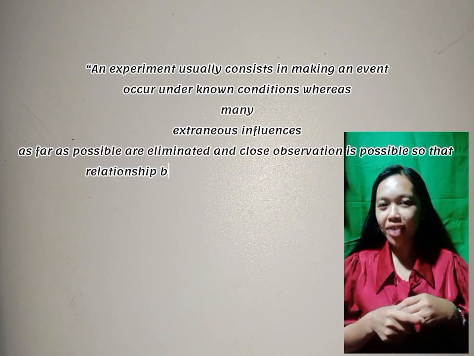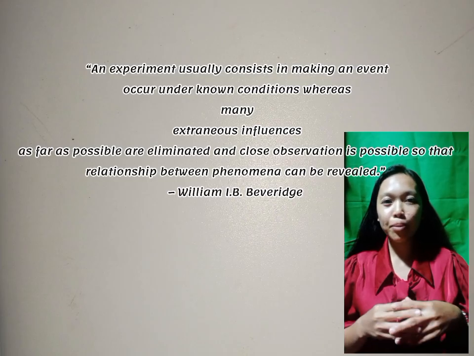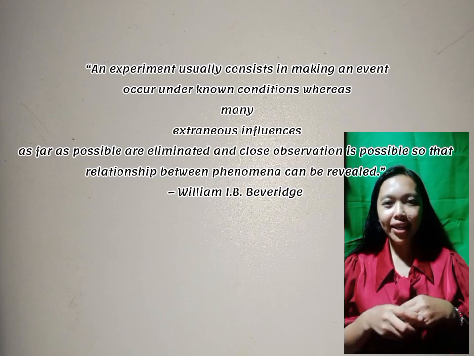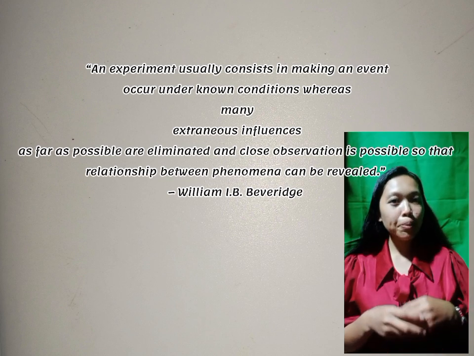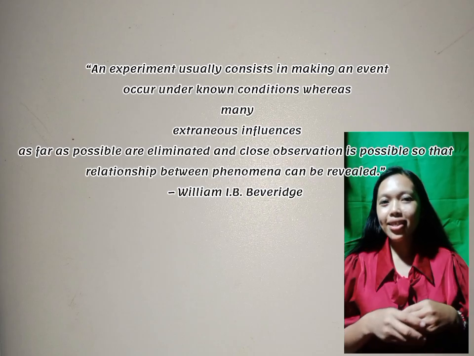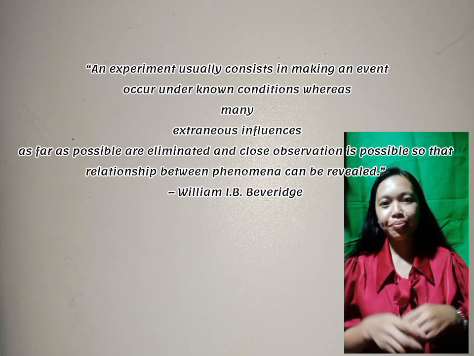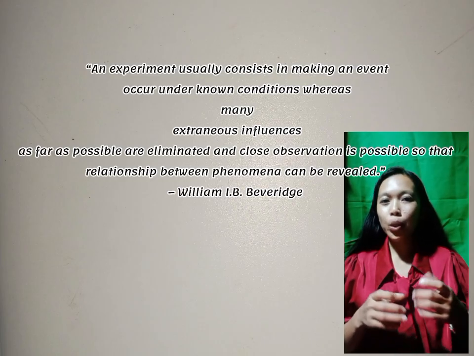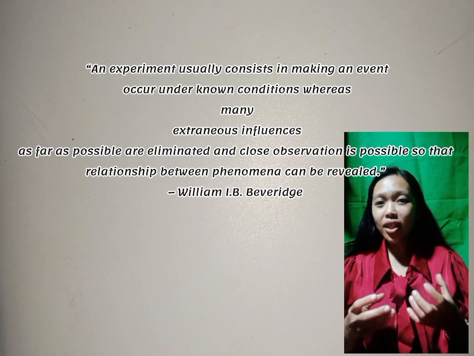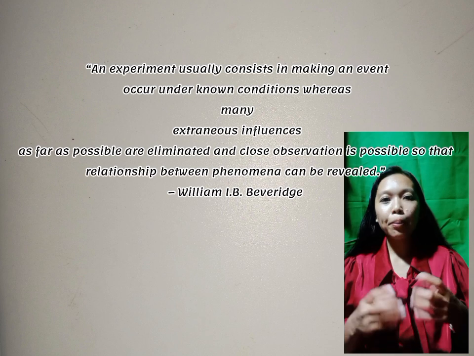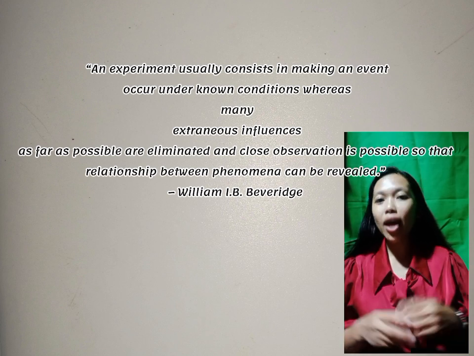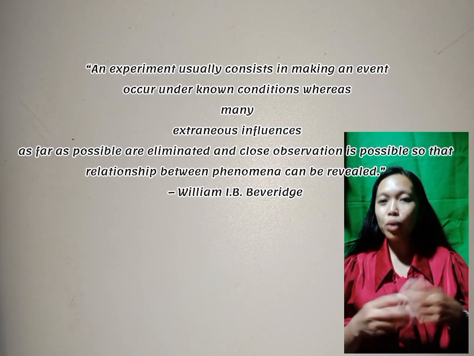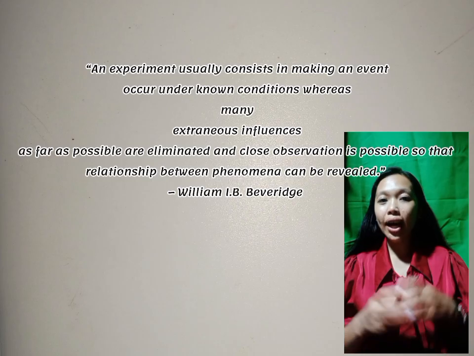conclusions. William I. B. Beveridge defined an experiment: "An experiment usually consists in making an event occur under known conditions, where many extraneous influences, as far as possible, are eliminated and close observation is possible, so that relationships between phenomena can be revealed." Beveridge was a scientist and his focus was on the scientific method. He emphasized controlled conditions and the elimination of extraneous influences, which are crucial in scientific experimentation. The goal he highlights is to observe relationships between variables or phenomena, which is central to cause-and-effect analysis. His definition reflects the classical scientific view: control plus observation equals understanding of causal relationships.